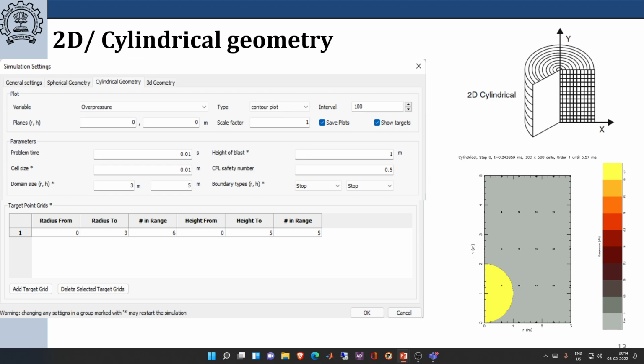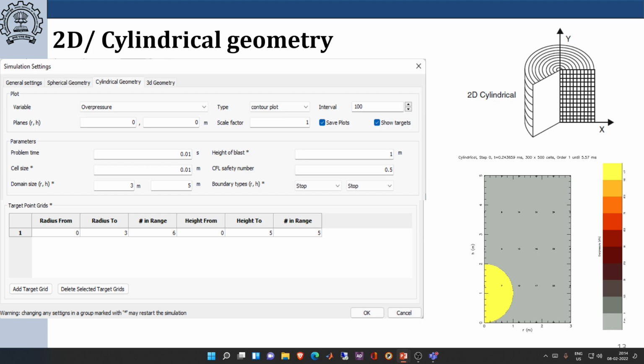If you are keeping a very large cell size, then, as we have discussed, the peak pressure doesn't get resolved properly. It will show a lower value than the actual value. So there will be error in the peak pressure, and you have to be careful what cell size you are using. That comes with experience, but you can do trial and error and find out the pressure.